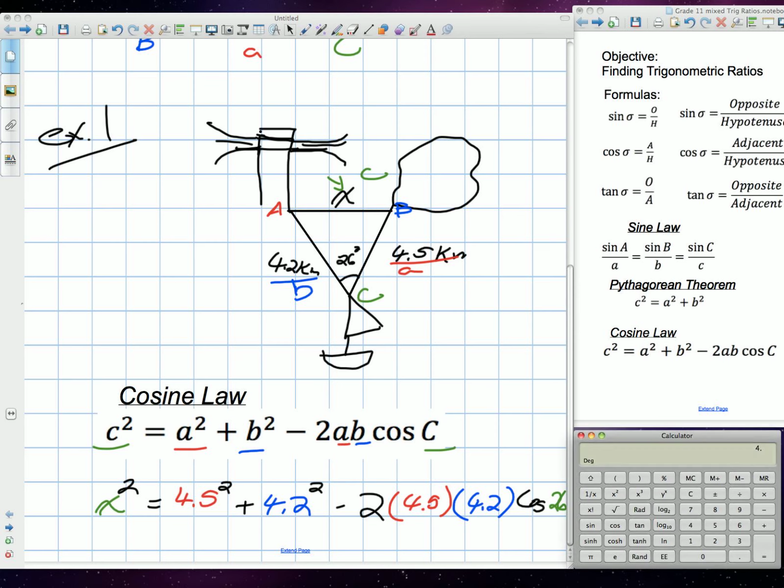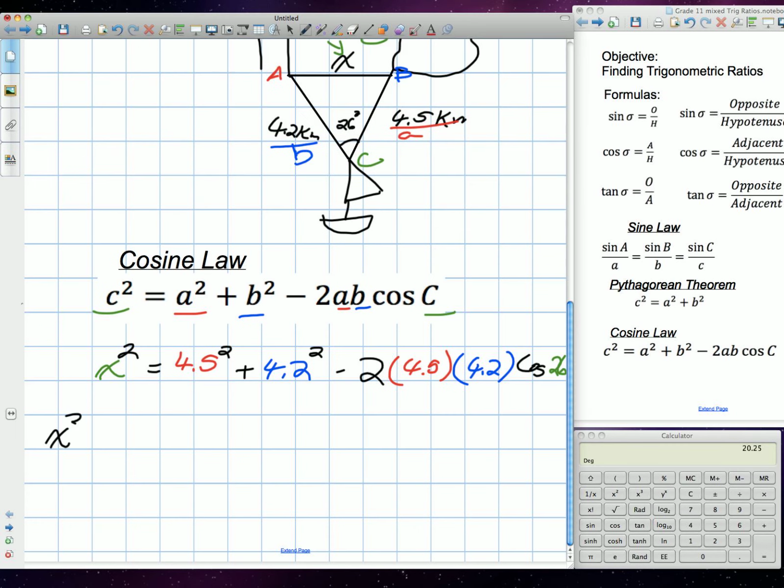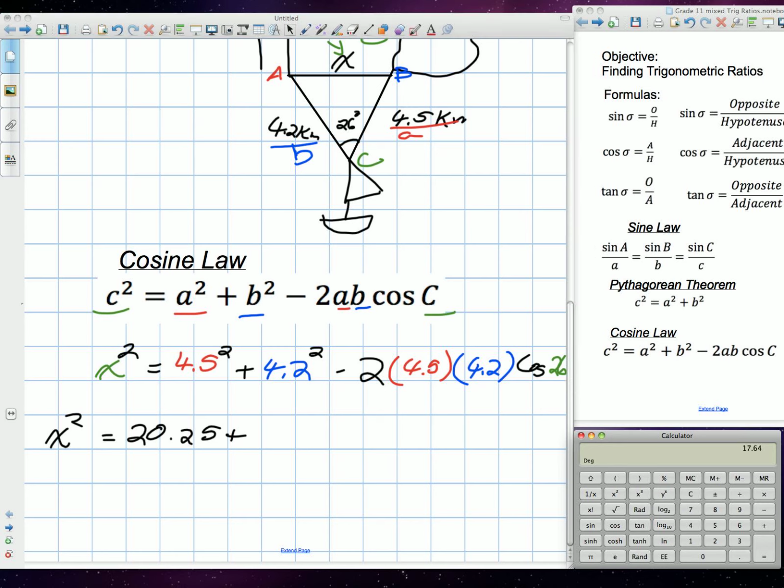I color-coded it so we can get used to the triangle. So I have x squared is equal to 4.5 squared, which we just did, is 20.25. 4.2 squared is 17.64. Now, I'm going to equate 2 times 4.5 times 4.2. Okay, I'm going to do that right now.